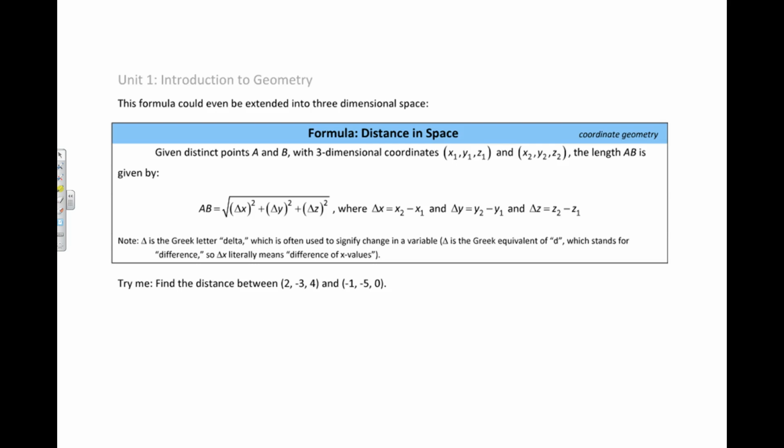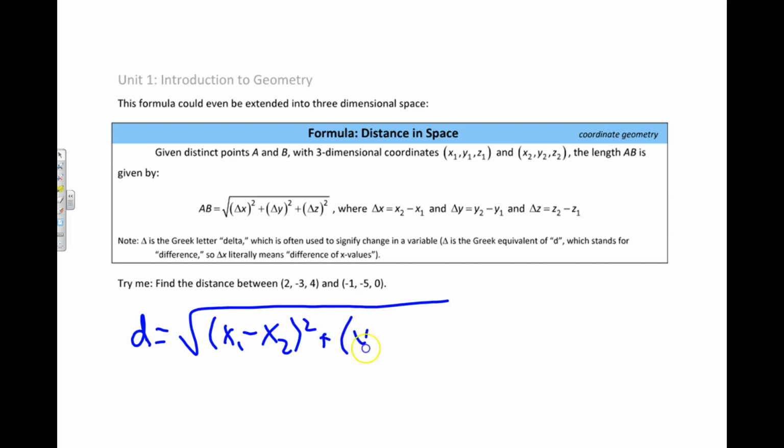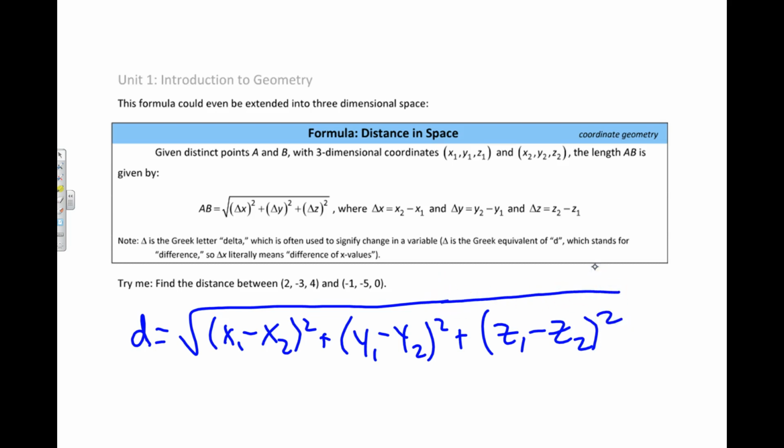where you end up with distance would equal the square root of the difference of your x's, x1 minus x2 squared, plus the difference of your y's, y1 minus y2 squared, plus the difference of your z's, z1 minus z2 squared. And so if you want to figure out the distance, you just plug into this formula. So I want you guys now to go ahead and try this. I'm not going to give you the answer here, but I think we're going to go over it in class together.